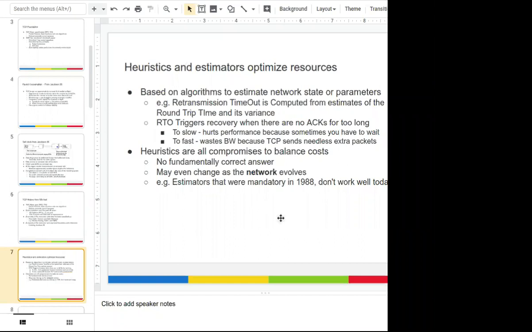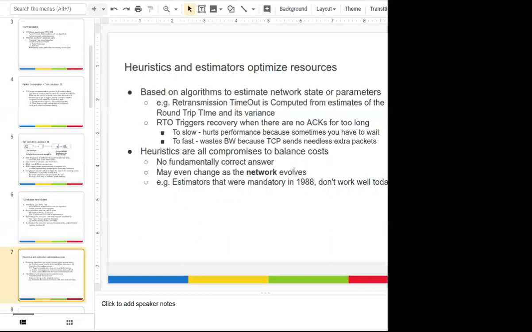One of the fundamental properties of a heuristic, because there's not a fundamental right way to do it: they're all estimators. They all are trying to guess at what's going on in the network. And heuristics that were good at a particular date in the network become stale. They stop working.